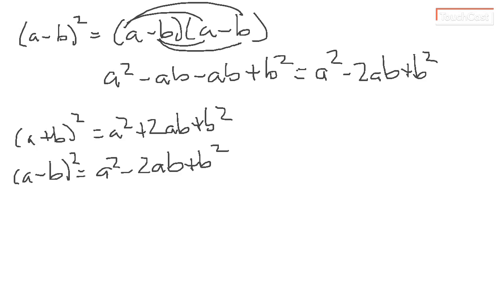We're always going to have a positive on the front and the back, but the sign of that middle term is going to depend on the sign of the binomial. So if it's a plus sign in the binomial, we're going to have a plus sign in the middle term. If it's a minus sign, we're going to have a minus sign. So let's look at an example. This will be example 2.